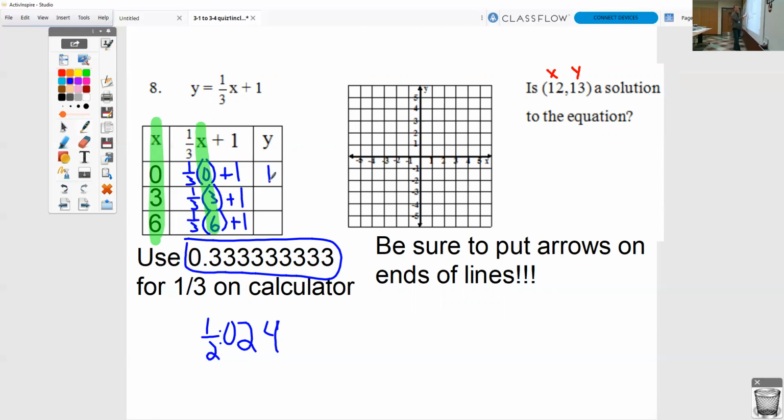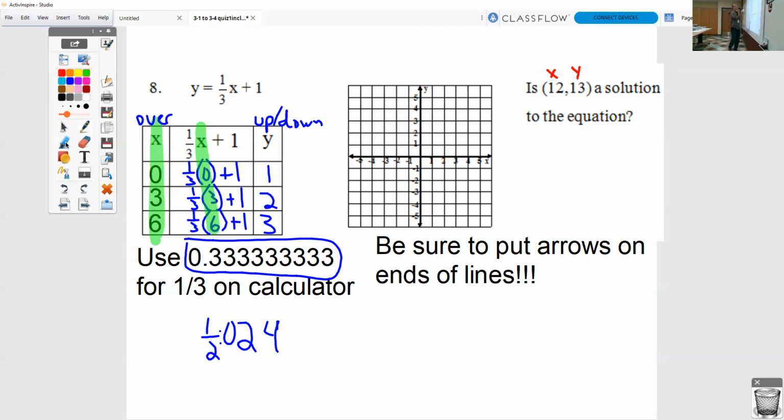0.333 times 3 plus 1 is 2. And 0.333 times 6 plus 1 is 3. Again, remember your x value is how many go over, your y value is how many go up or down.